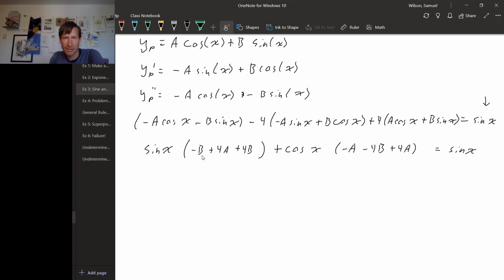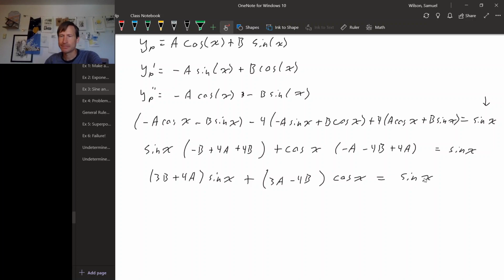So combining the stuff in parentheses here, that's going to be 3b plus 4a, and it's that times sine x. And then looking at our cosines, it looks like 3a minus 4b, and that's all times cosine x. And this is supposed to be equal to sine x.